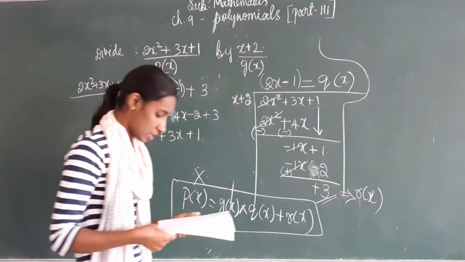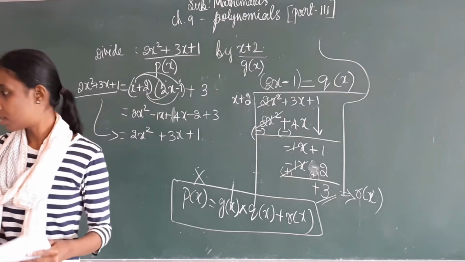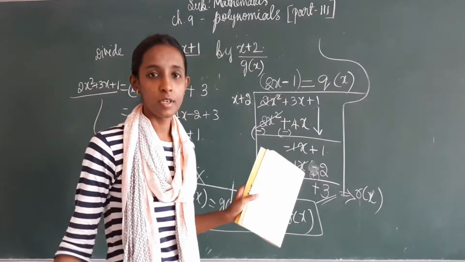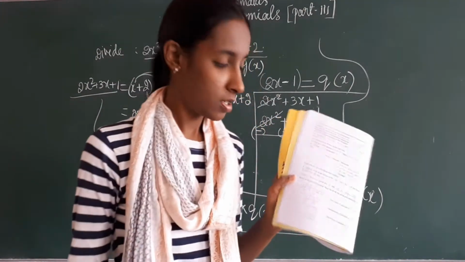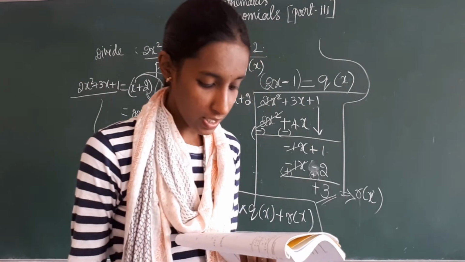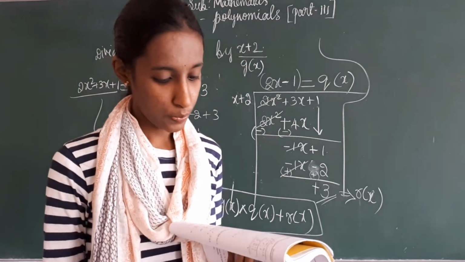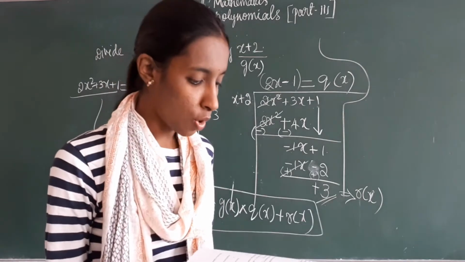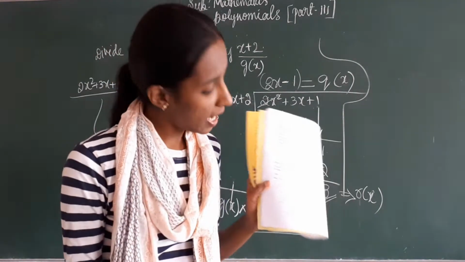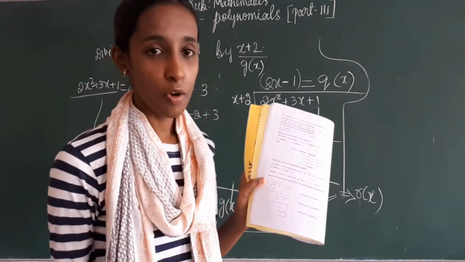Hope you have understood, children. I will take one more example, that is example 9 in your textbook. Read the question. Find all the zeros of 2x power 4 minus 3x cube minus 3x square plus 6x minus 2, if you know that 2 of its zeros are root 2 and minus root 2. If you observe, what is the highest degree? Highest degree is 4.